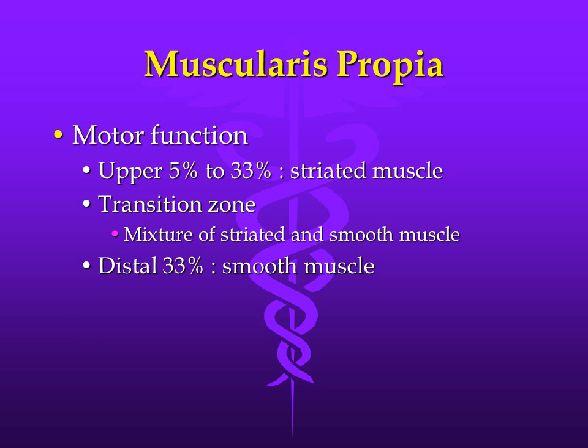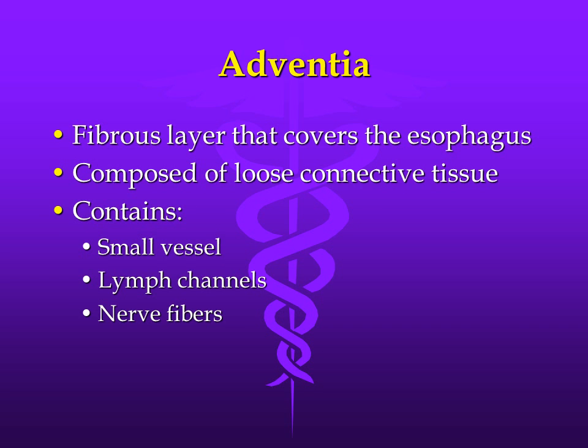The muscularis propria is responsible for motor function. The upper 5 to 33% is composed exclusively of striated muscle. The distal 33% is composed of smooth muscle. In between, there is a mixture of both, called the transition zone. Functionally, the transition zone can be observed with manometry as a region where there is no significant contraction amplitude during a peristaltic contraction that travels down the body of the esophagus.